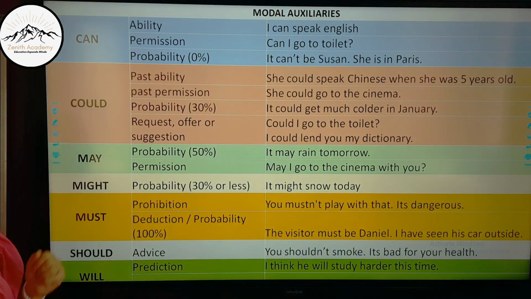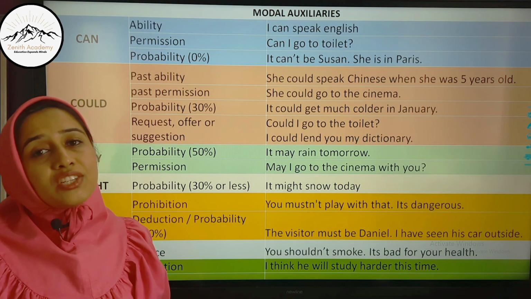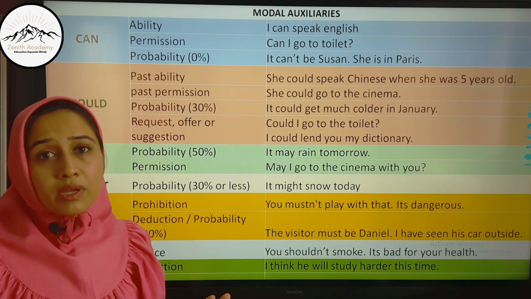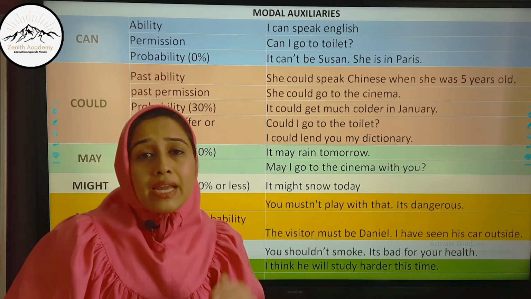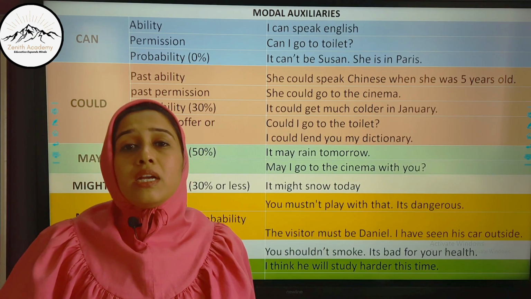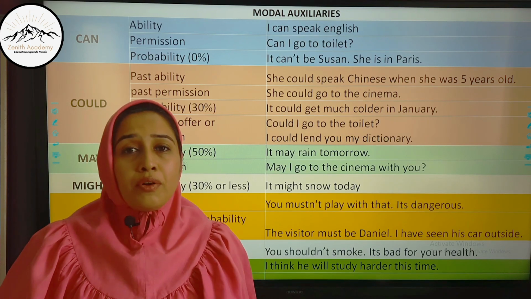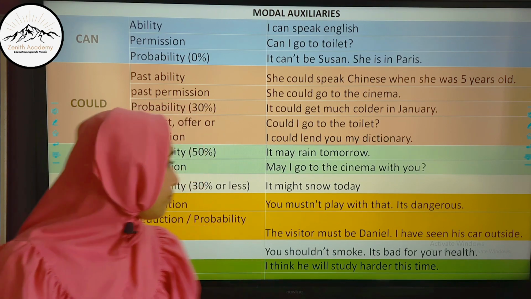Now next modal auxiliary is may, where the probability of that particular work or action happening is almost 50%. The answer may be yes or no from the listener. It may rain tomorrow. Now when I am saying it may rain, this depends on the climatic conditions and weather. Now tomorrow morning when I wake up and I see it has not rained. So the probability is 50-50. It may rain, it might not.